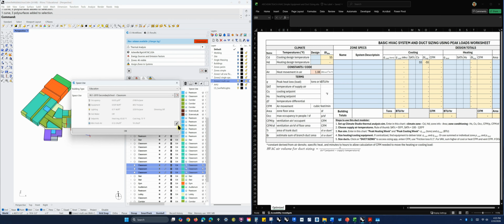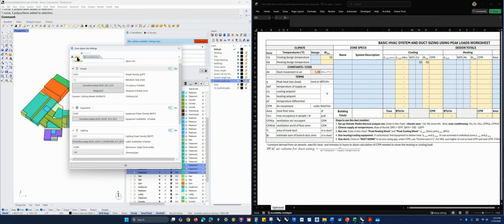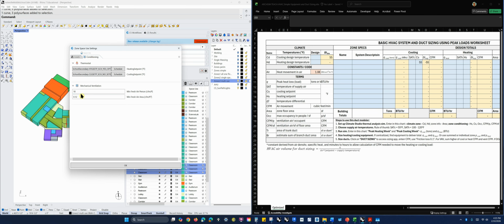I open that up and I can look at what the template settings are for classrooms. We have a fair number of people, which makes sense. We have very high equipment use, which I think also makes sense. Lighting is typical, but still pretty high. A low target illuminance, which I'm not quite sure why. It's interesting. We have high mechanical ventilation for both the building and for the room, and I think I understand why that's true.